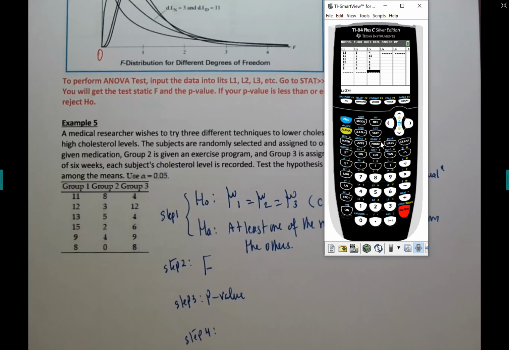Okay, ready? Here's how you run the test. You go to stat, tests, scroll up. You see the last one is ANOVA. That's the last test. Click on it. What do you think I should enter here, guys? Common sense. The cursor is waiting for us to enter something. What does the calculator know? I need to know here. Any guess?